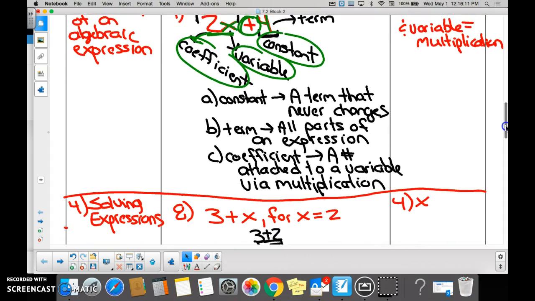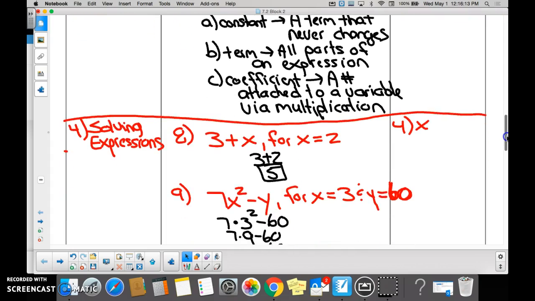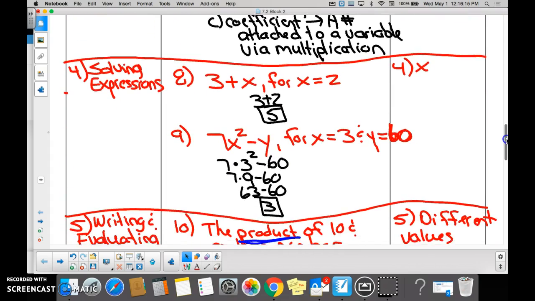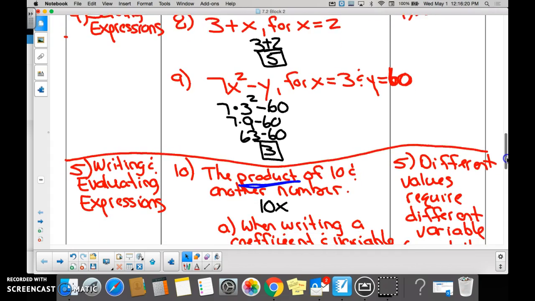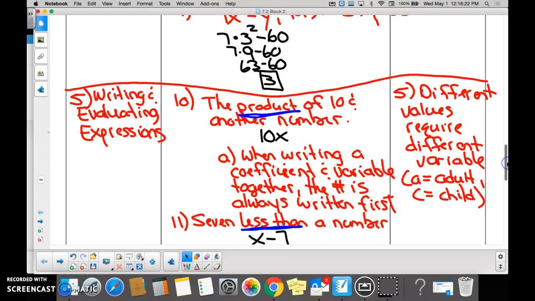We slid down to number 4. I'm not going to talk about number 4 a whole lot because you're literally just plugging in a number for a letter, and you guys are pretty good at that. Number 5, writing and evaluating expressions.